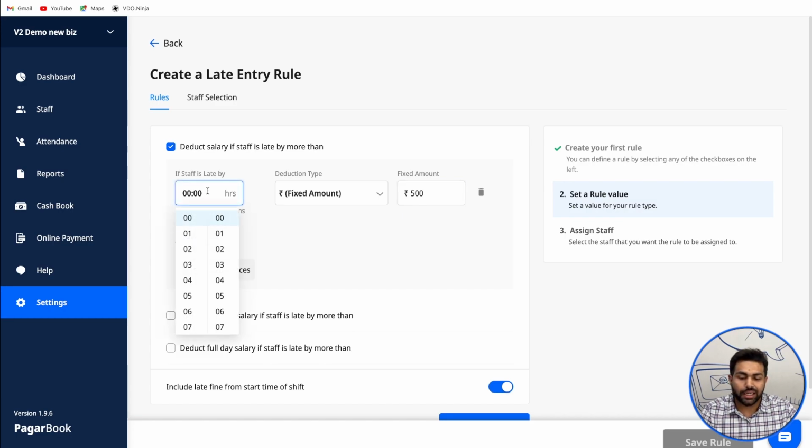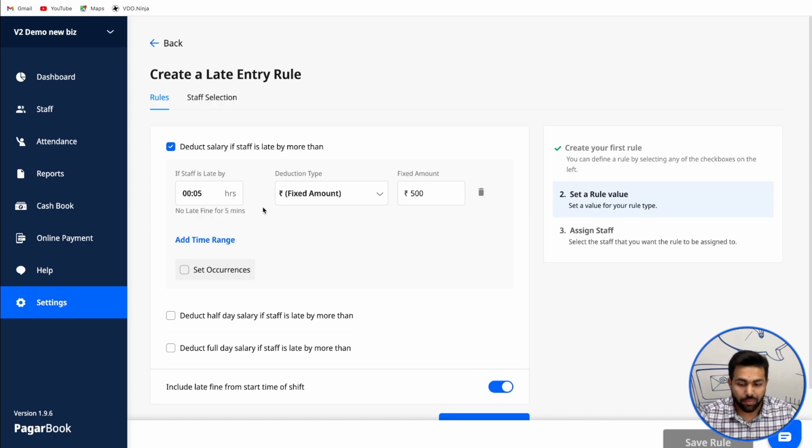So here we can set a particular time. If I want to set 5 minutes, no fine will be charged up till 5 minutes. But if staff is late by more than 5 minutes, a fixed amount will be deducted, or in other cases, per minute salary can also be deducted.